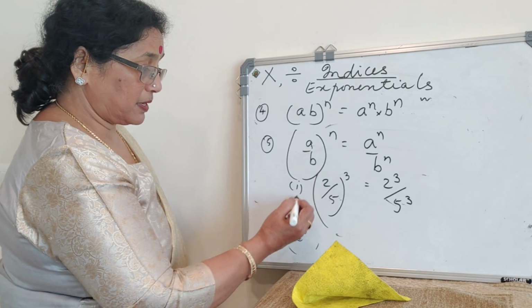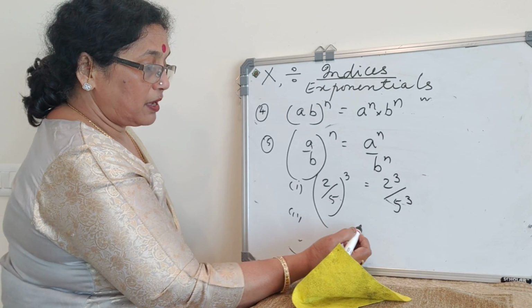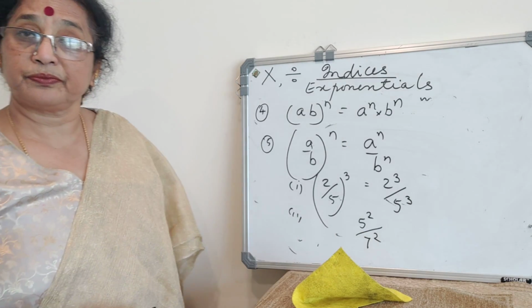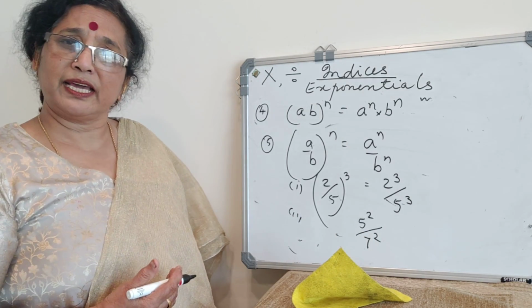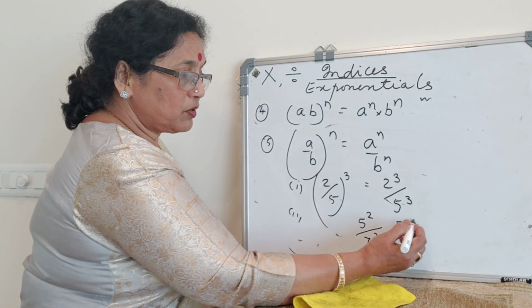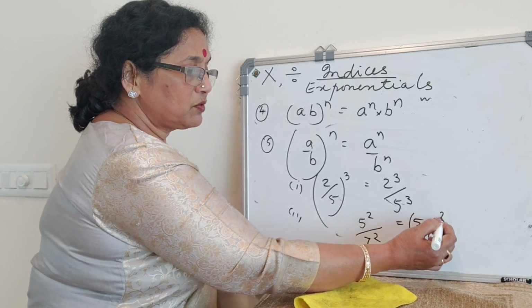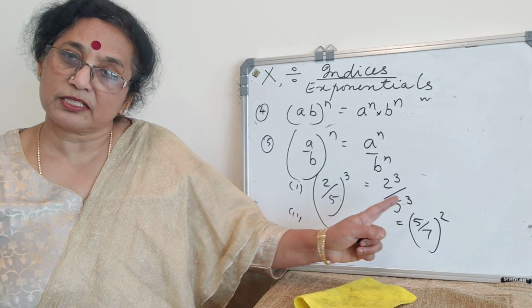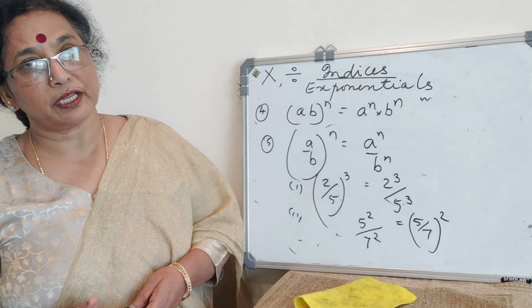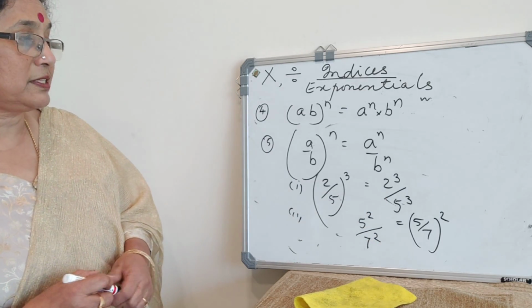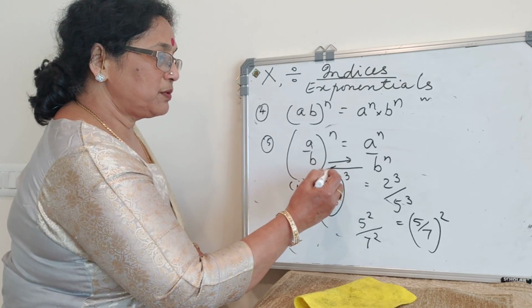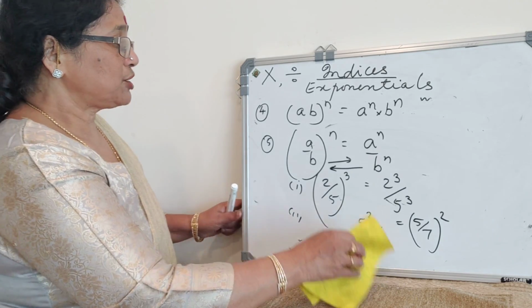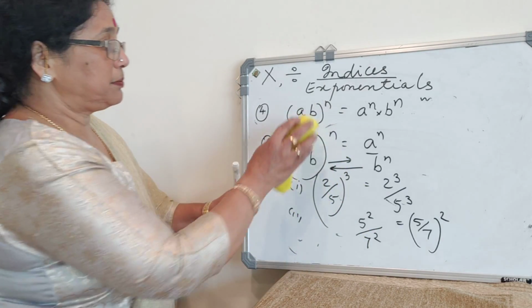Let's take another example. If you have, for example, 5 to the power of 2 and 7 to the power of 2, right? 25 by 49 is also the answer. And this is also 5 by 7, the whole thing to the power of 2. So if I give you 5 by 7 to the power of 2, your answer will be 5 square by 7 square, which is 25 by 49. So both ways, remember, this way and this way. Please go both ways, not one way. Next one. That is division and multiplication.